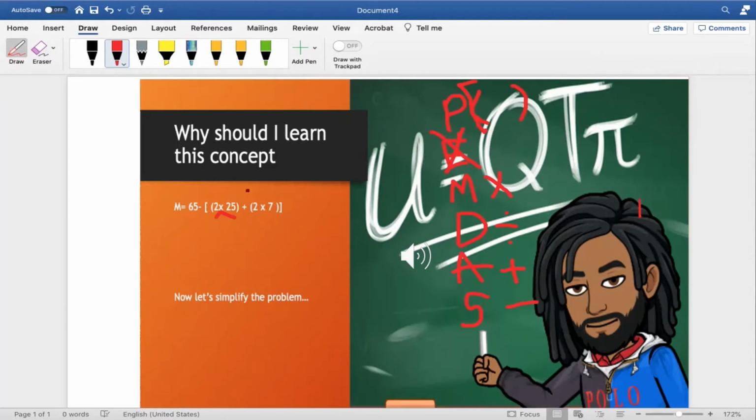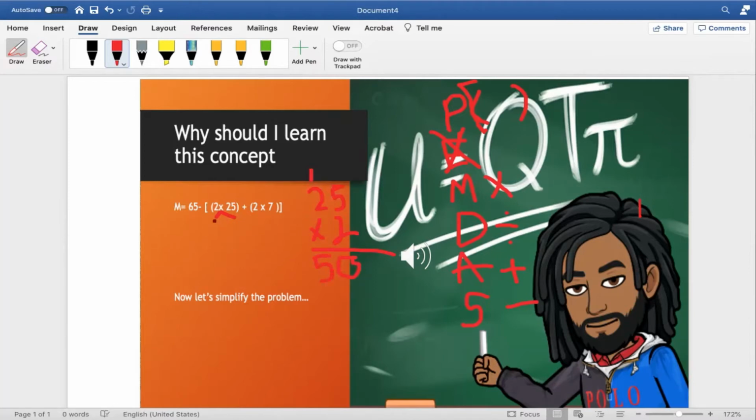Our first parentheses, and we have 2 times 25. Now we know that 25 multiplied by 2 is going to give us what? 2 times 5 is, yep, 10. Bring our 0 down, carry our 1. 2 times 2 is 4, plus 1, 5. Good job. So that's 50.